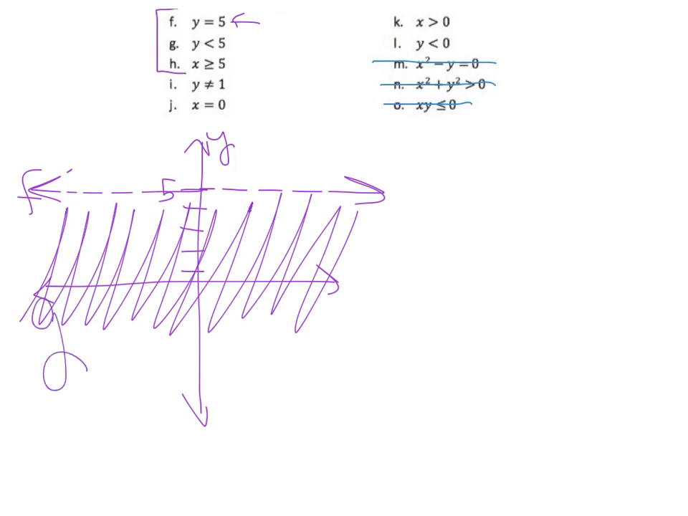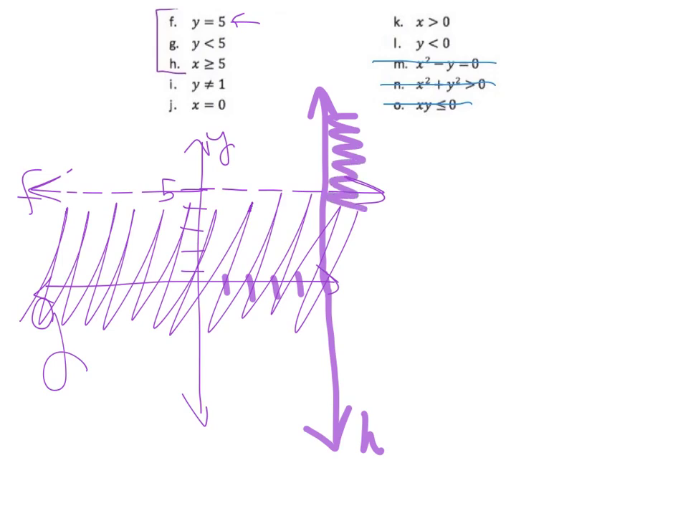Now let's look at part H. X is greater than or equal to 5. 1, 2, 3, 4, 5. Need to draw my vertical line of x is equal to 5. And now if I want to shade everything greater than, this is where everything is greater than 5. Cool? All right.